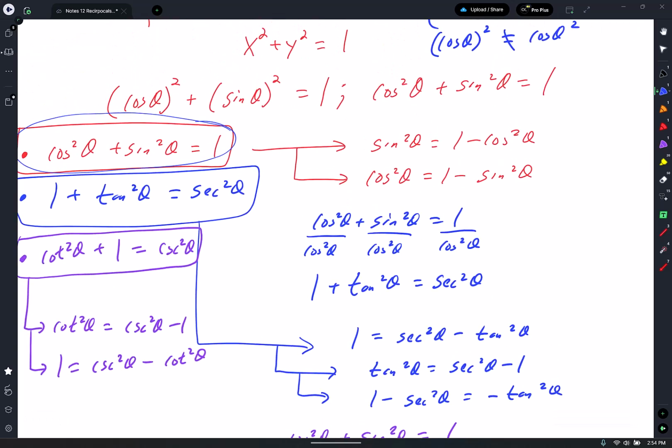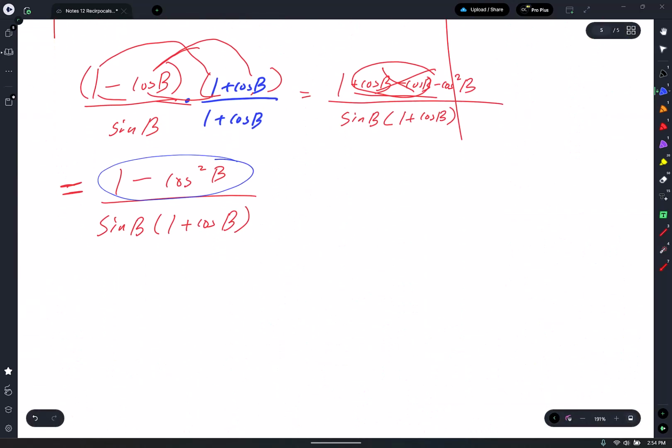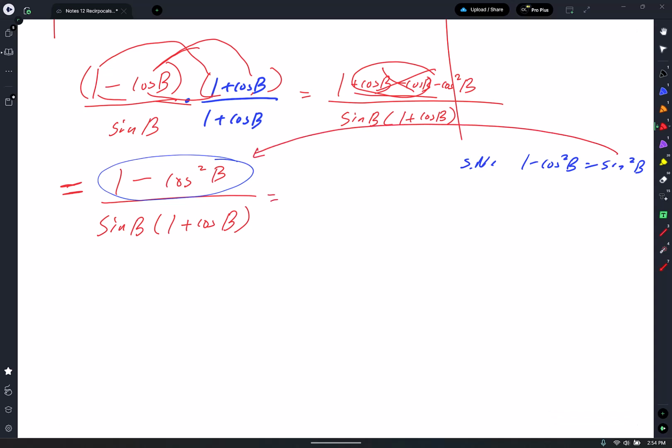1 minus cosine squared is equivalent to sine squared. Do you guys see that? So I come back and I'm going to write a little side note just so I can let the reader know: 1 minus cosine squared b is equivalent to sine squared b. And that's what I'm going to substitute right there. And here we go: sine squared b over sine b times (1 plus cosine b).